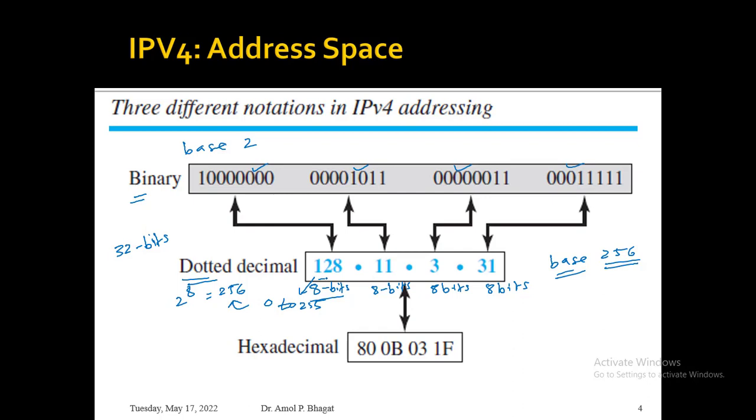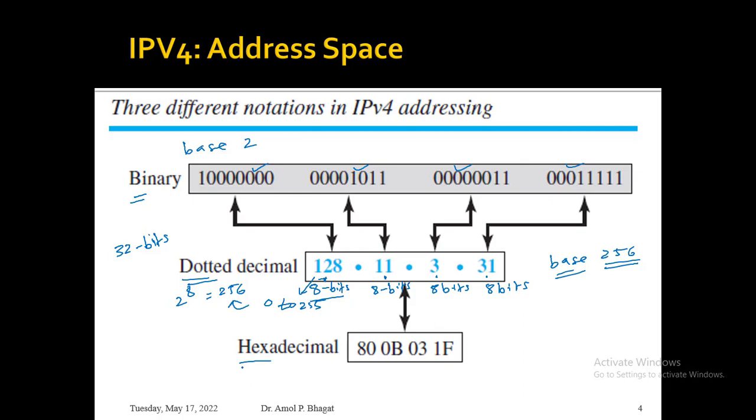So this value can be from 0 to 255. Again this value can be from 0 to 255. This value can be from 0 to 255, this can be from 0 to 255, and again this can be 0 to 255. It can be any of the 0 to 255 values, correct.